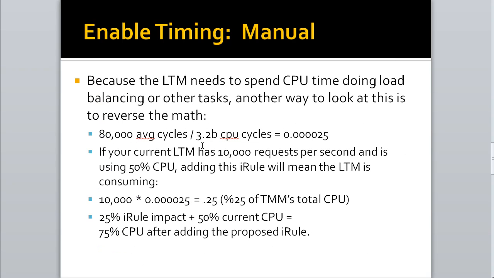A better way to look at that might be to take your average cycles and divide it by the total cycles available, and then that will give you a percentage of CPU that rule takes to run per second. And so if you have 10,000 requests per second, and that iRule takes 0.00025, then all of that together is going to take 25% of CPU that's available to TMM. And so that's a pretty significant impact. If you're at 10%, that's no big deal, but if you're already at 50%, you had 25% on top, well, you're getting into an uncomfortable area.